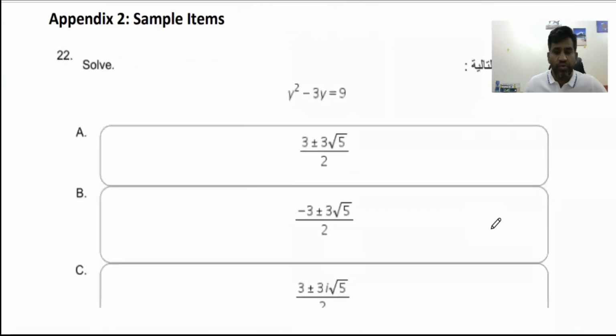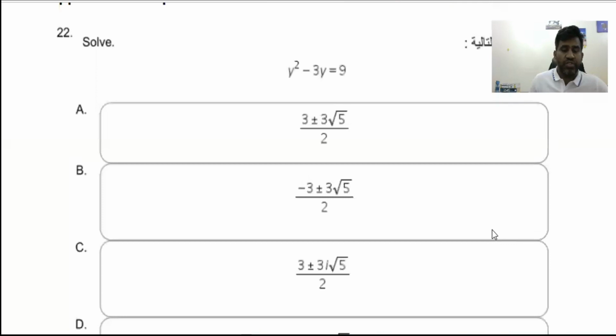Let's go to the next question. Okay, so question number 22, solve. It's an algebra question based on a quadratic equation: y squared minus 3y equals 9. We know that when we solve quadratic equations, as it is a calculator-based exam, you can make use of the calculator and simply solve by using the calculator.